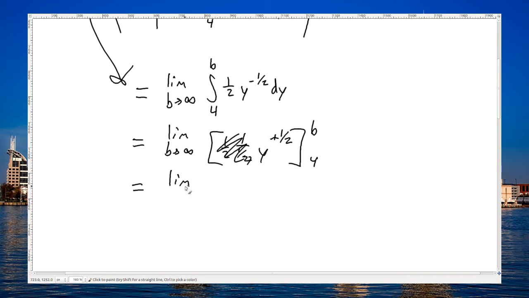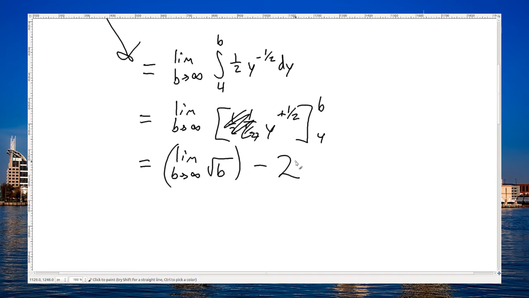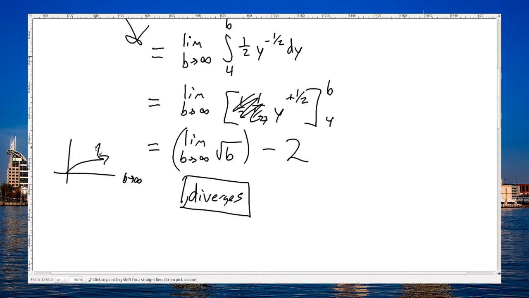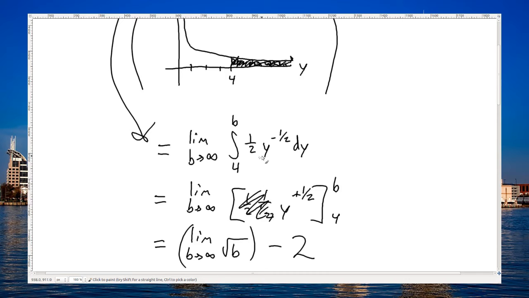And so what do I got? I've got the limit as b goes to infinity of, let's see, 1/2 power of b, that's the square root of b, minus, I don't need a limit anymore because I'm just plugging in 4. 4 to the 1/2, the square root of 4 is 2. But here's the thing, this bottom doesn't really matter here. All that really matters is the limit as b goes to infinity of the square root of b, that diverges. That diverges to infinity because as b goes out to infinity, the values of the square root function are going up to infinity. This will increase forever.